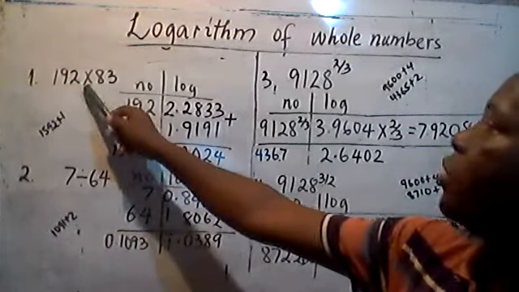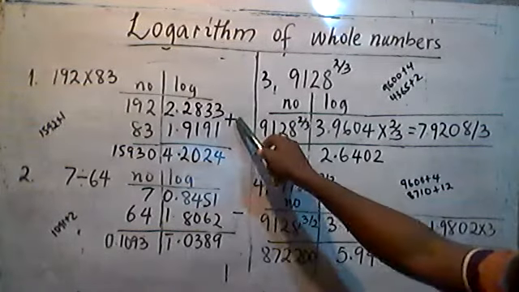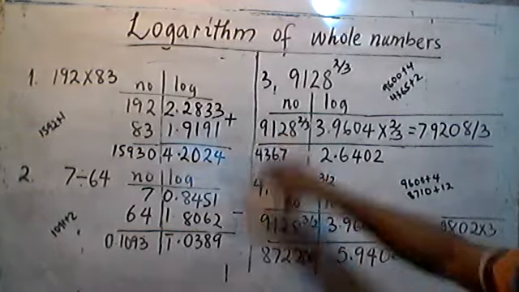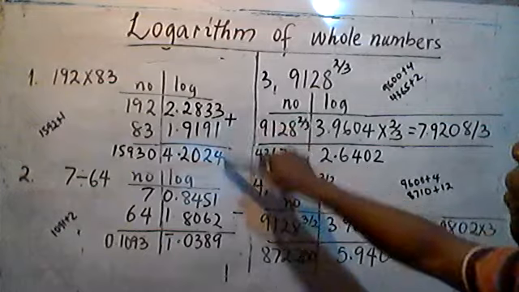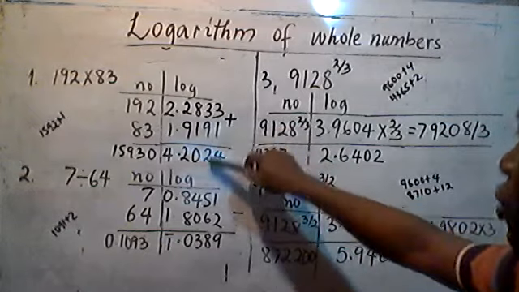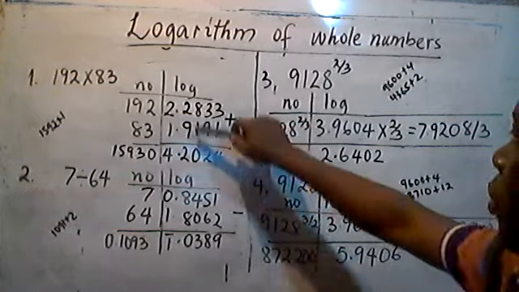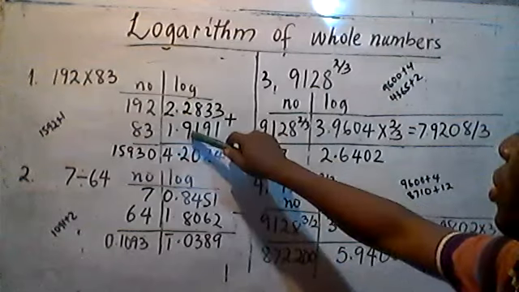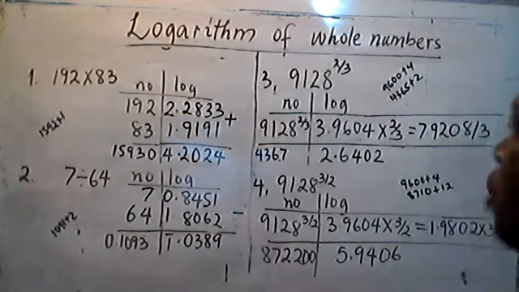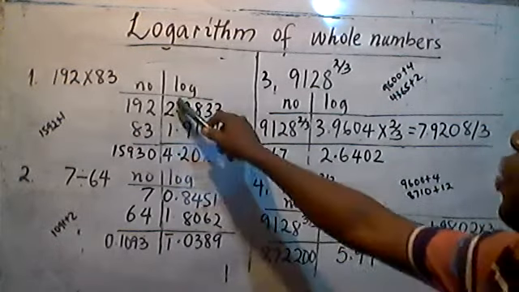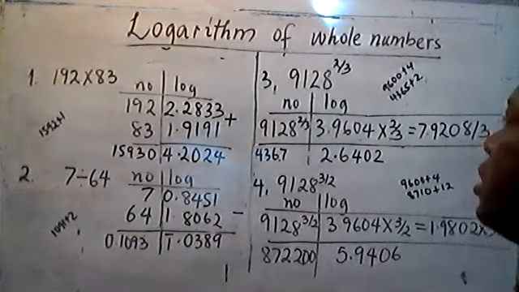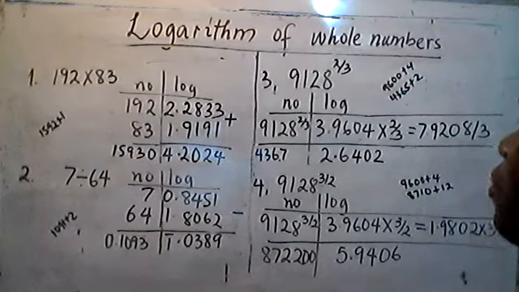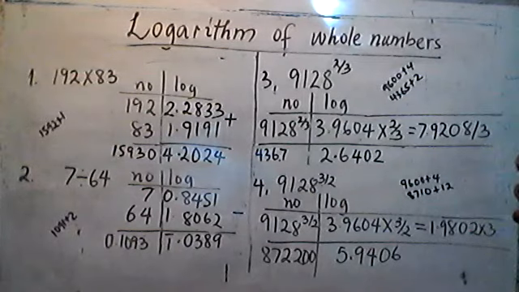But because we are multiplying the two numbers, we'll be adding their logs. Let's add: 3 plus 1 is 4, 3 plus 9 is 12, carry 1, 8 plus 1 is 9 plus 1 is 10. Then 2 plus 9 is 11 plus 1 is 12. Then we carry 1 to this side. 2 plus 1 is 3 plus 1, we carry 4. That is how we get the 4 on the integer part.